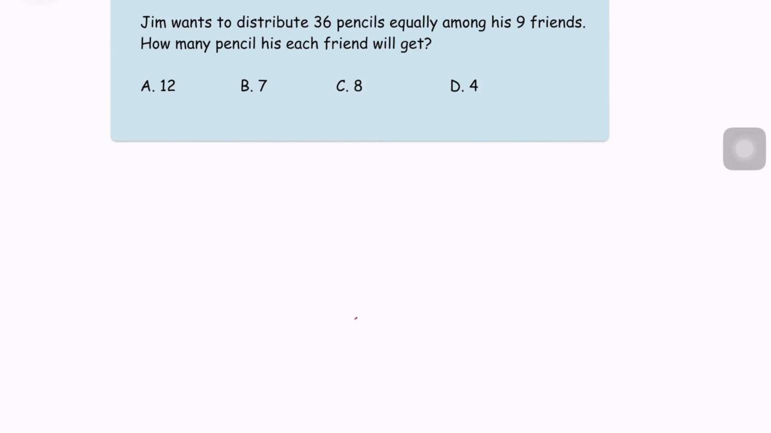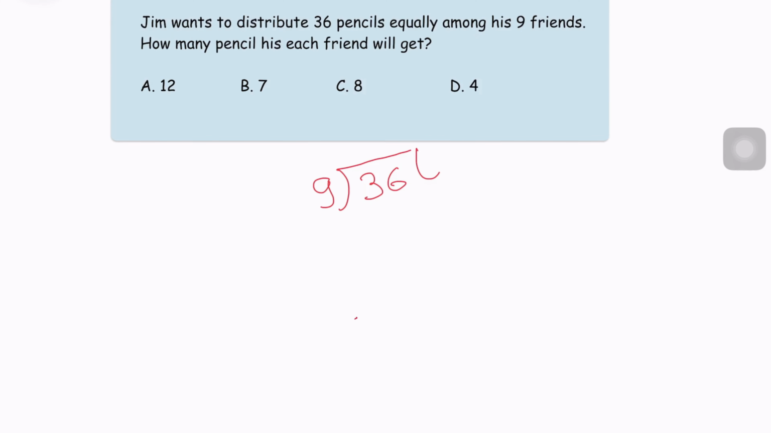Jim wants to distribute 36 pencils equally among his 9 friends. Right? So this is clearly a question of division. So let's try. We will divide 36 by 9. So 36 is the dividend, 9 is the divisor.